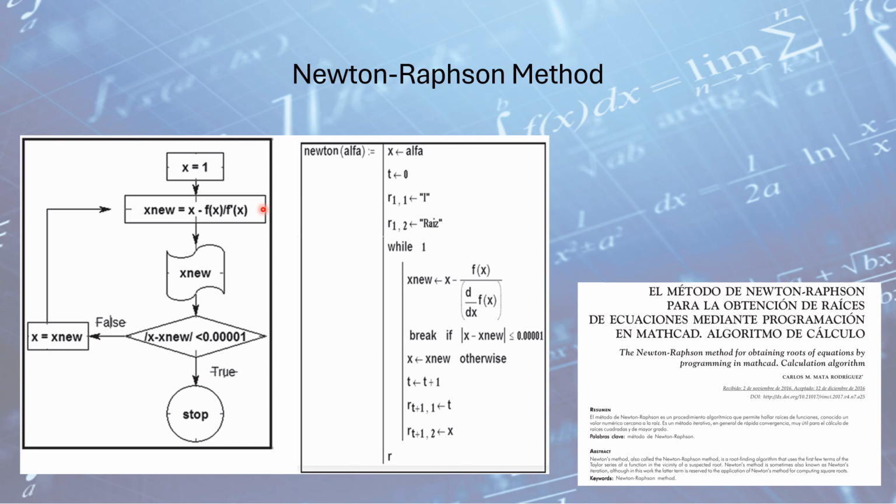Then we apply the formula to get the next approximation x1 or x new, and we repeat the process until the approximation converges to the actual root. So we can define a threshold for our process, and this algorithm repeats until this condition is satisfied.